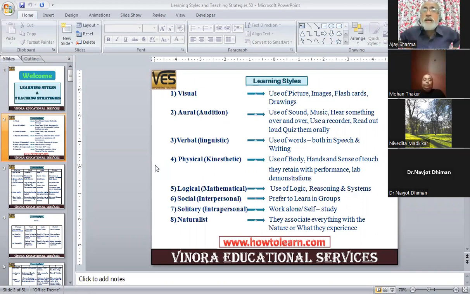So visual learners use pictures, images, flashcards, drawings. Then orals use sound, music, recorded sessions and all that, speaking aloud to them. Then verbals use words in speech and in writing, both. The fourth one is physical, that is use of body, language, features, hand movement, leg movement. Then certainly the sense of touch, and while touching, they can tell you what exactly is happening.